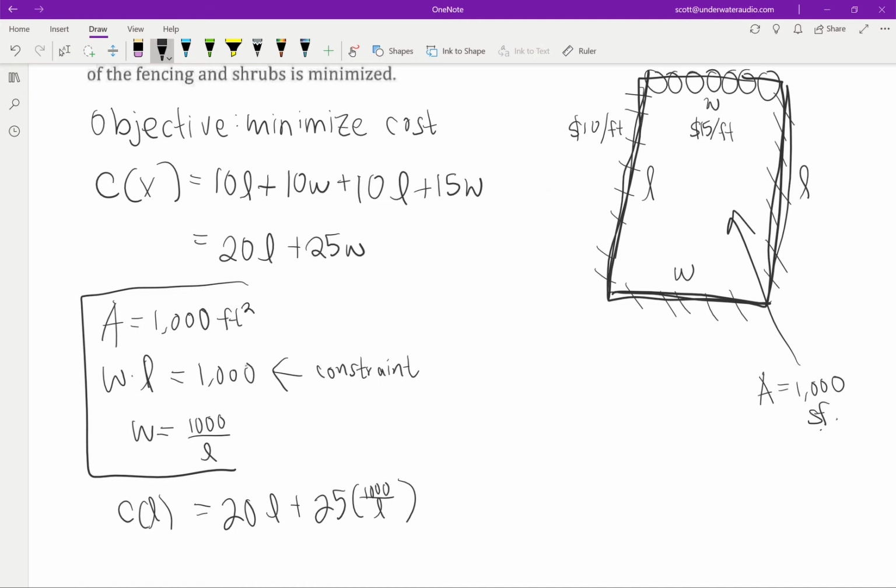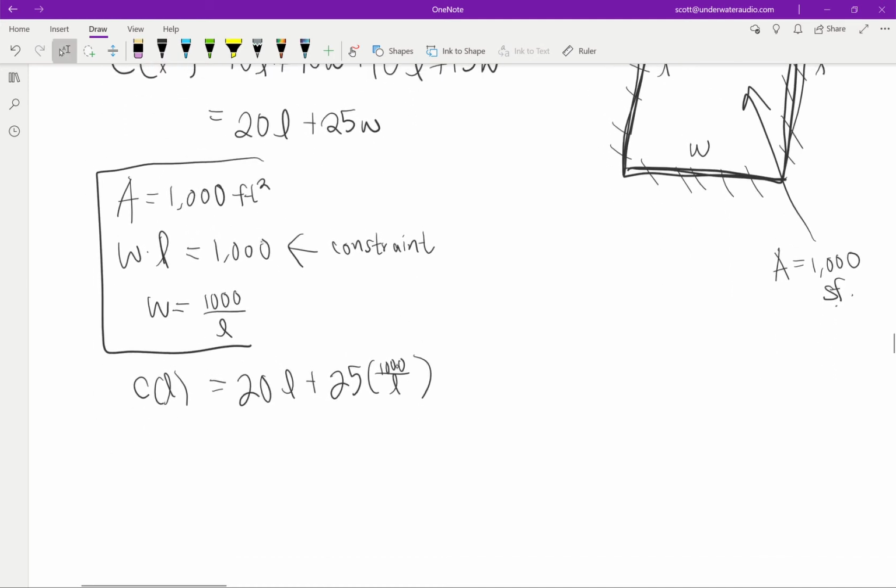So to find the minimum, I will find the critical points by taking the derivative. So C prime of L. For 20L, the derivative is with respect to L, so that would just be 20. And then this one is a little hard to take the derivative of, so I'm going to rewrite the original equation so that the L is in the numerator. So 20L plus 25,000 L to the negative 1 power. Since it's written like that, it's a little bit easier to take the derivative.